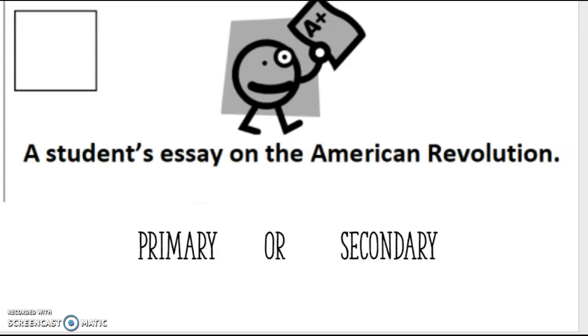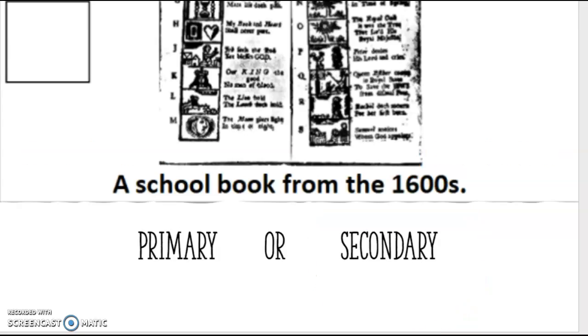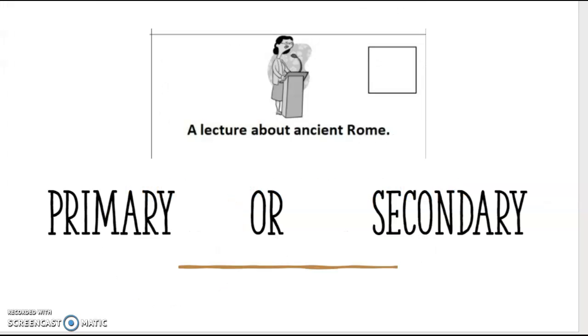A student's essay on the American Revolution. Well, when you're writing an essay, were you available or there at the American Revolution? I don't think so. So you had to research it, and because it's based off of research, that would be a secondary source. A school book from the 1600s. Well, this is actually a book from that century, and that would be something maybe that they studied, an artifact that was found. So since it was there at the time of learning in the 1600s, that would be a primary source.